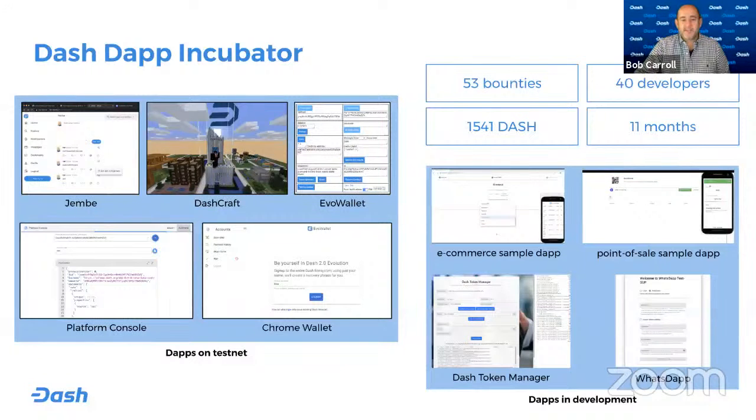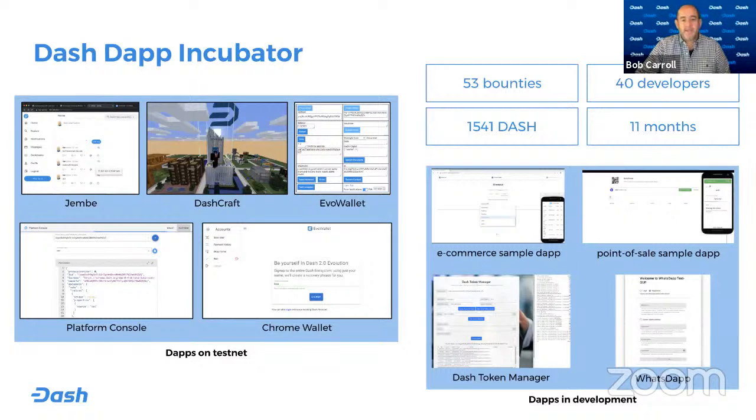Dashcraft is a Dash integrated Minecraft plugin. The main feature is that all items are stored on Dash platform, all your Minecraft creations in a specific data contract as a non-fungible token. And there's then a browser dApp to go back and view your Minecraft creations. So it really stores those in a decentralized environment.